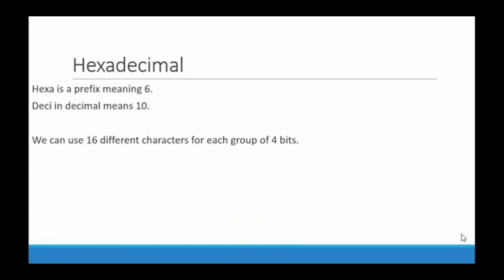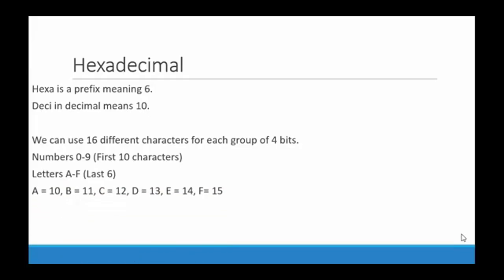So we can use 16 different characters for each group of 4 bits that we have. Now we use the numbers 0 to 9, which is the first 10 characters, and the letters A to F, which are the last 6. Now you might be saying, why would you use letters? Well, A is 10, B is 11, C is 12, D is 13, E is 14, and F is 15. Now you might be saying, we just talked about using 16. Why do you stop at F? Don't forget that 0 is a number too.